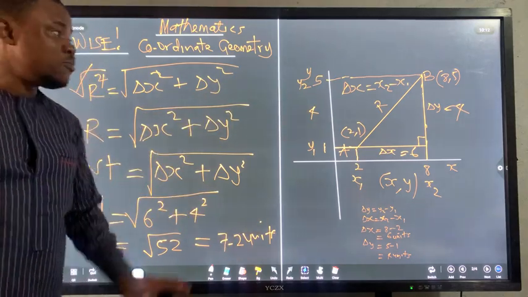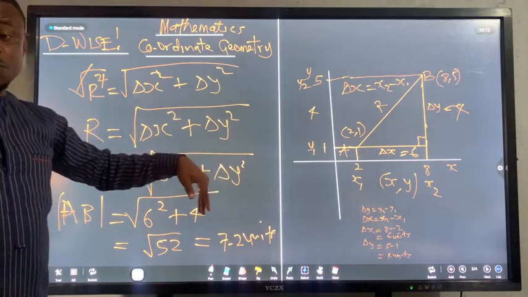This is the first part. So from here now, I'll go to the midline, to the midpoint formula. Is that okay?